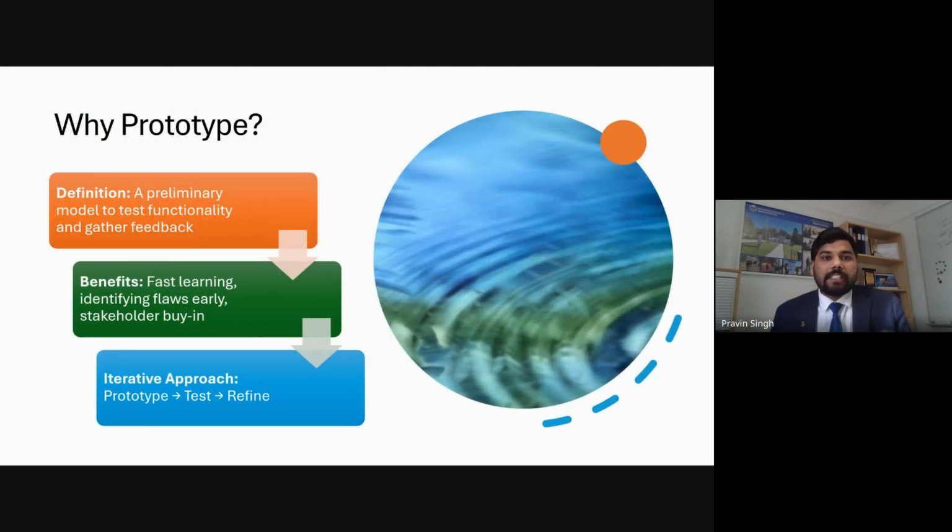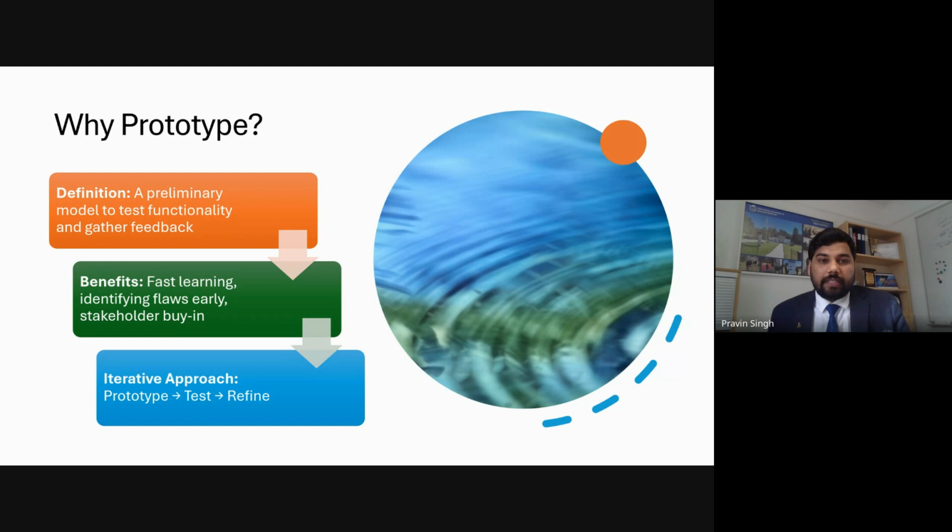So now if we go for the prototype, why is a prototype required? A prototype is basically a preliminary version of the product that helps test functionality and gather feedback before full scale production. So in healthcare innovation, prototyping is essential to ensure that the solution meets clinical needs and regulatory requirements before mass development. So why do we prototype?